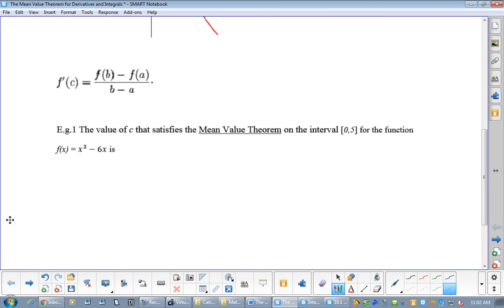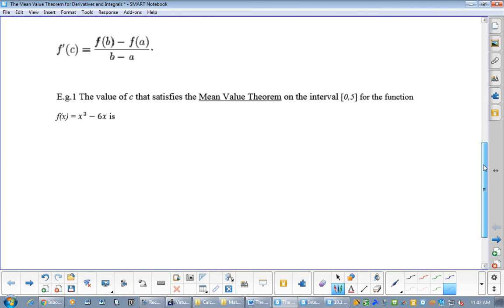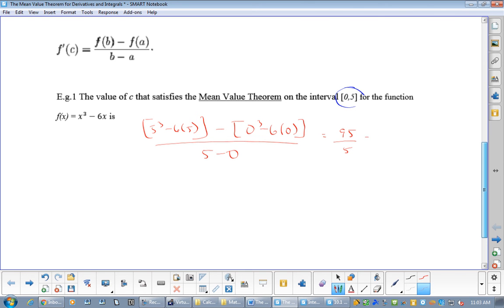So the value of c that satisfies the mean value theorem on interval 0, 5 for the function x cubed minus 6x is. Okay, well, first of all, let's find the slope between 0 and 5, right? So it's f at b minus f at a. So that would be 5 cubed minus 6 times 5 minus 0 cubed minus 6 times 0, all over 5 minus 0. This will give you 95 over 5, which equals 19.